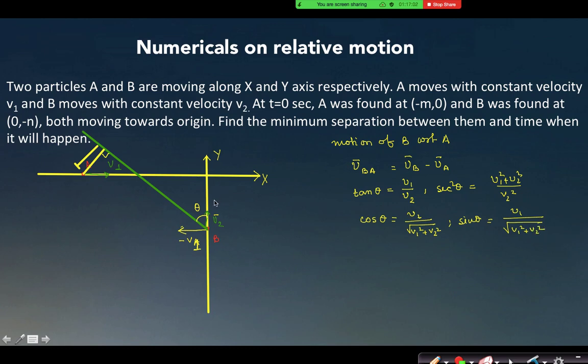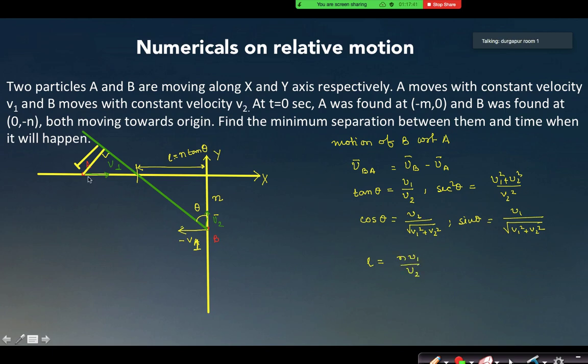Now what is this distance? I know that this distance is n, because at the initial position, t equal to 0, B was at 0 comma minus n. So if this is n and this is theta, I can easily find this much distance. Suppose this distance is L, then tan theta is equal to L by n. So L equals n tan theta. What is the value of L? It is n v1 by v2.